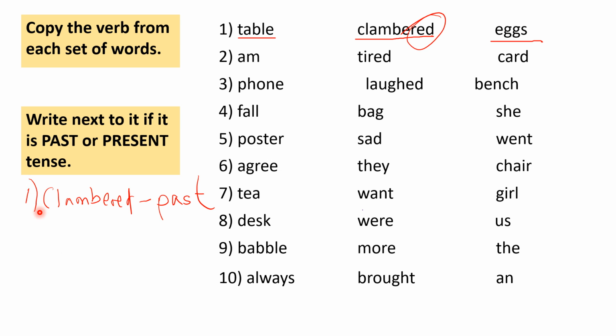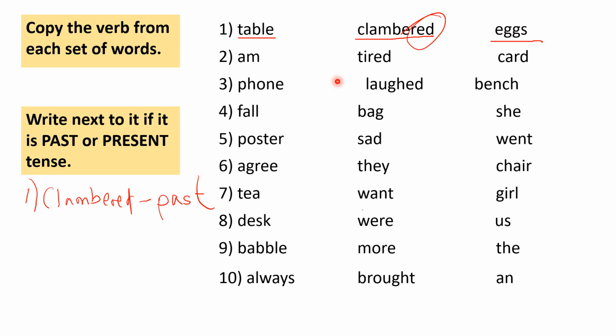Now you have that example written down, you need to go through and follow the same process for number 2 all the way down to number 10. Copying the verb and then writing whether it is past or present. Pause the video and complete this task now.